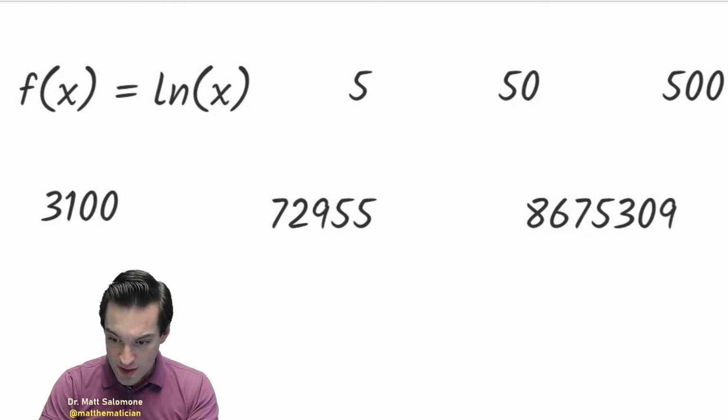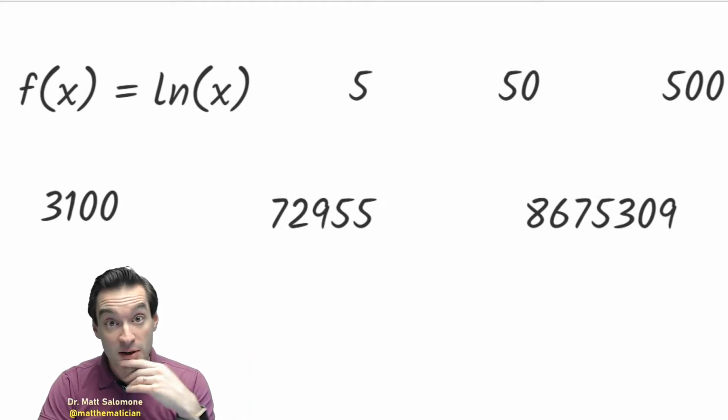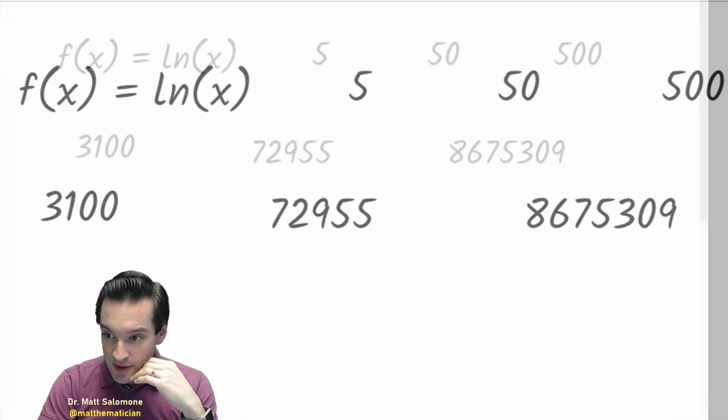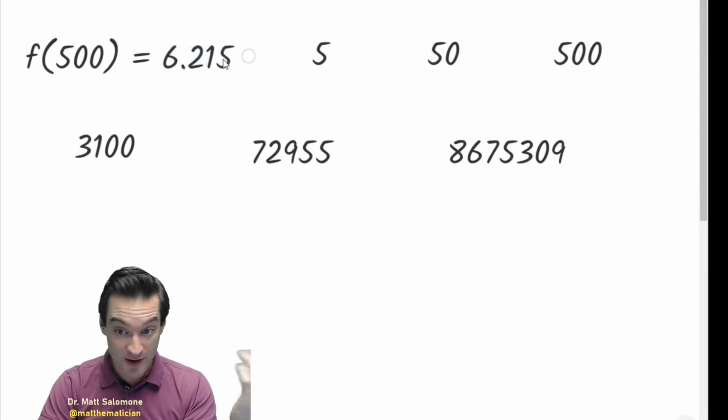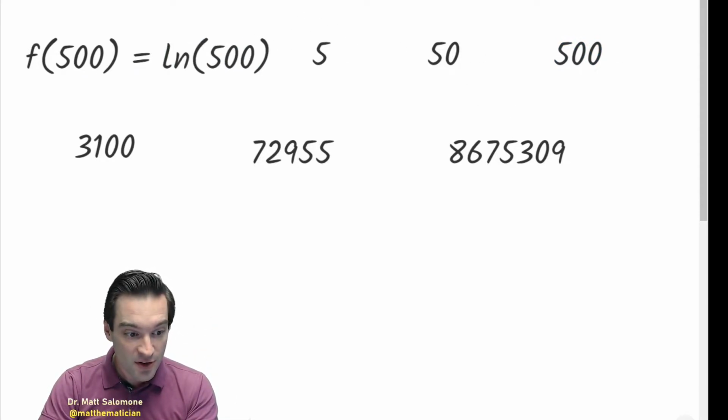But is this trend going to continue? And to what extent does it continue? So let's keep going. What about 500? If I plug a 500 into my function, natural log of 500, about 6.2. Okay, so we're still increasing.